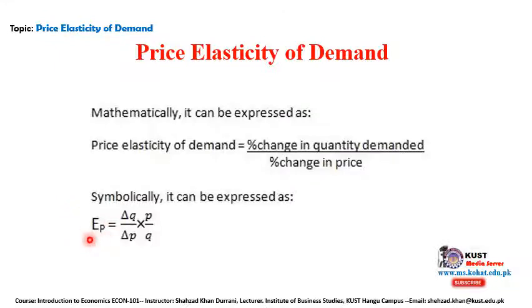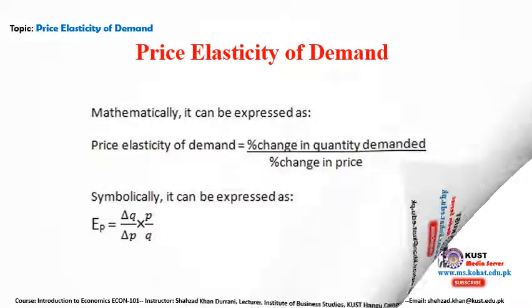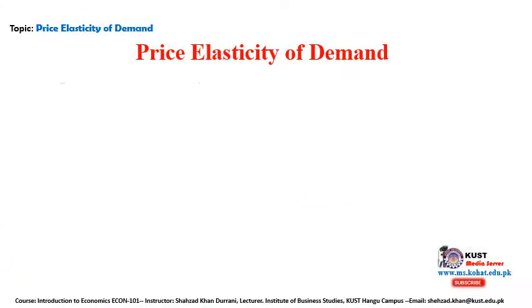Sometimes it can be written as EP, and then you can write D at the top of the E, right? So D means demand, price elasticity of demand, and elasticity is represented by E, right? So change in quantity divided by change in price, multiplied by the original price and the original quantity that you have. This is the formula of calculating the price elasticity of demand, right? How we can calculate it?